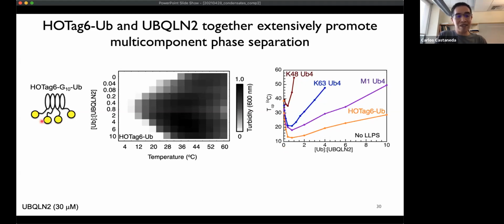I want you to think of this hot tag construct as a multi-monoubiquitinated protein, because in many ways, you can imagine here's a protein that can have ubiquitin at different sites. You can have different lysines that can be involved in the ubiquitin attachment. And so you can make this multi-monoubiquitinated protein. And in a way, you can see how that is really modulating the behavior of ubiquilin to phase separate.